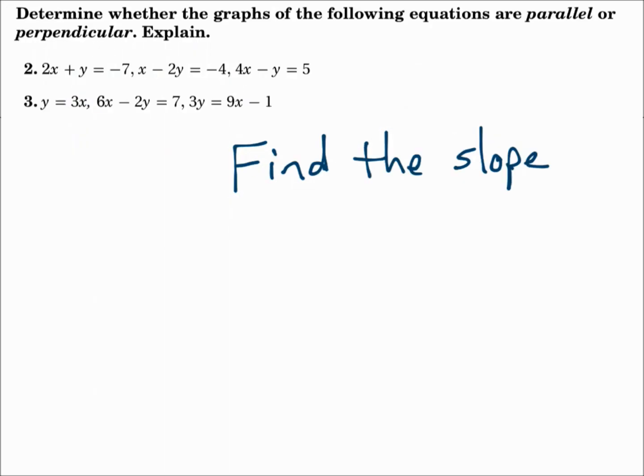Determine whether the graphs of the following equations are parallel or perpendicular, and explain. The key is, for each one, find the slope. If the slopes are equal, they're parallel. If the slopes are negative reciprocals, then they're perpendicular. And if it's neither of those, then it's neither.